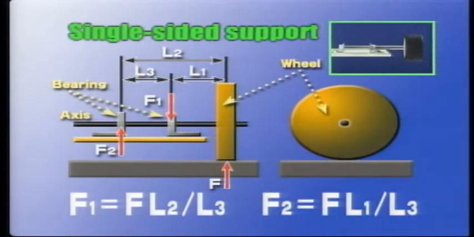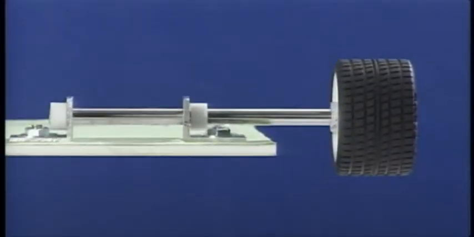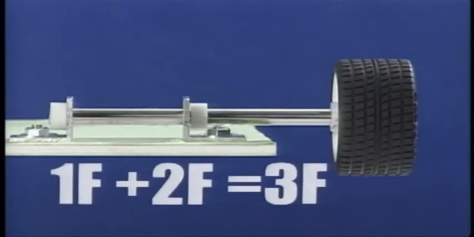In this example, the ratio of L2 to L3 is about 2. Which means that the force applied to F1 is about twice the amount that's applied to the wheel. The force at F2 is about the same as that applied to the wheel. Adding these together, the force applied to the bearings is 3 times the force that's applied to the wheel.